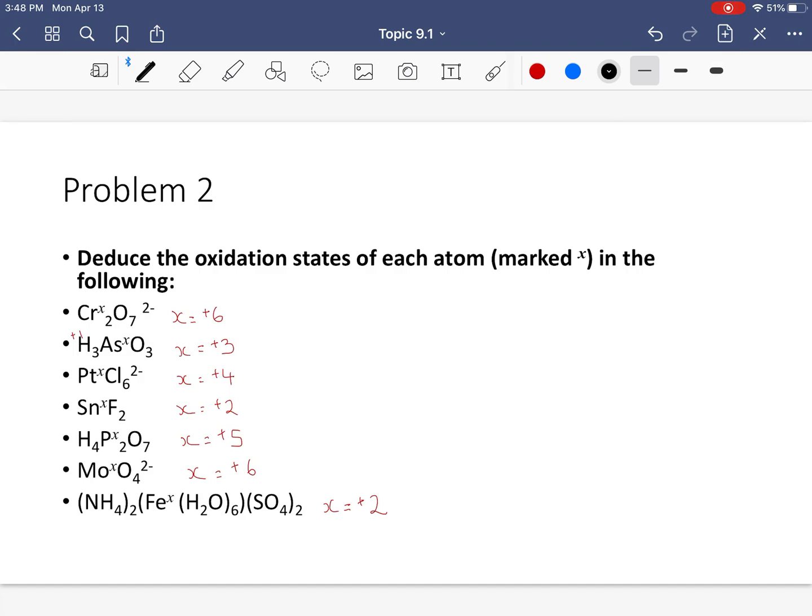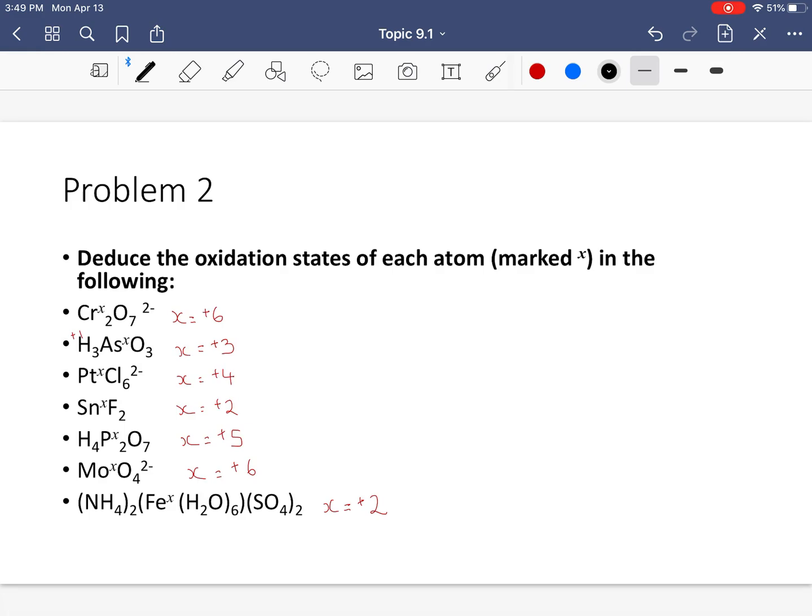Here's another one today. Here are some of the answers that I've worked out for you for problem 2. We were looking at how to find the oxidation number for some of these more complicated entities. Here they are. Hopefully I'm right. If you have something else or you don't know where I got these numbers from, make sure you drop an email to me or come talk to me during my office hour.